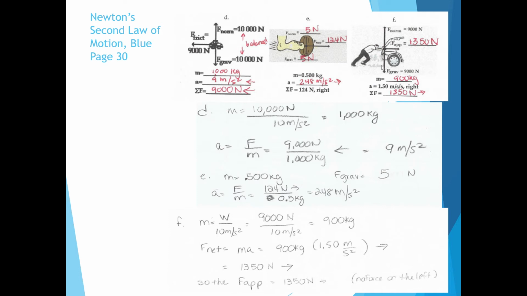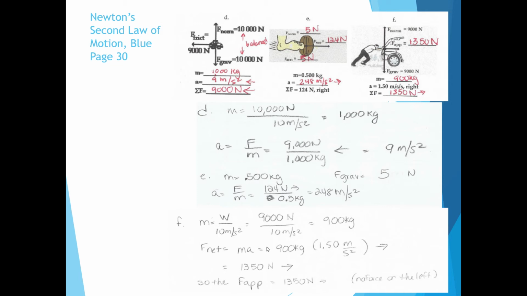So we know what the force of gravity is at 9,000 newtons. We can divide that by 10 meters per second squared, which is g, and end up with 900 kilograms. So 9,000 divided by 10 is 900.